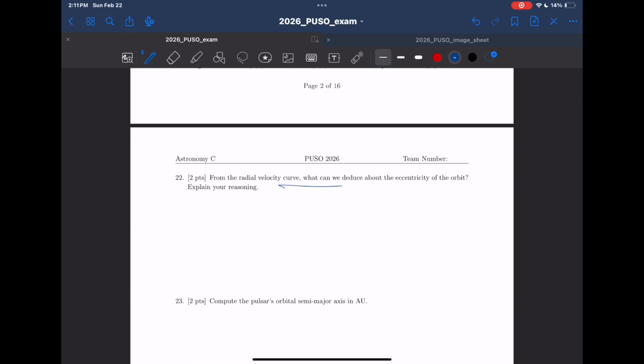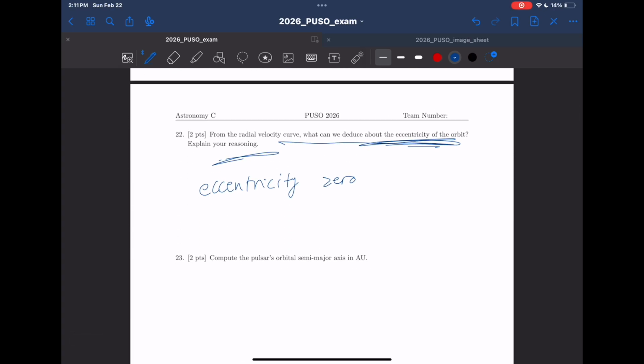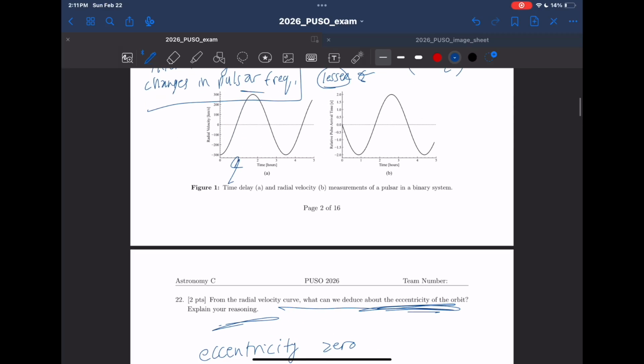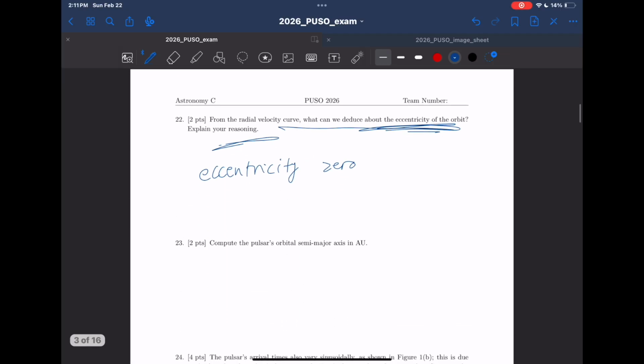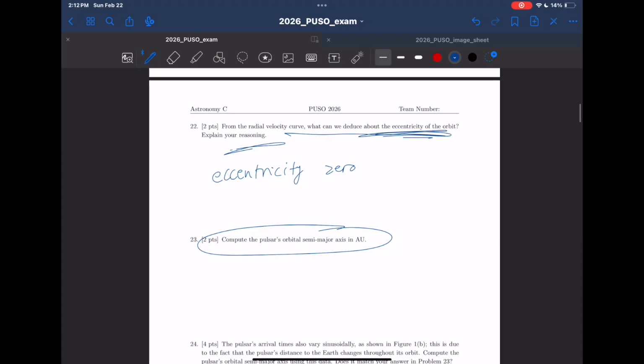Now from the radial velocity curve, can we deduce the eccentricity of the orbit? We mentioned this earlier, but eccentricity is 0 here, and that is from the sinusoidal nature of this curve. That's the geometrically consistent image there. A big point is that the amplitudes are symmetric. So the next part says compute the pulsar's orbital semi-major axis in astronomical units.